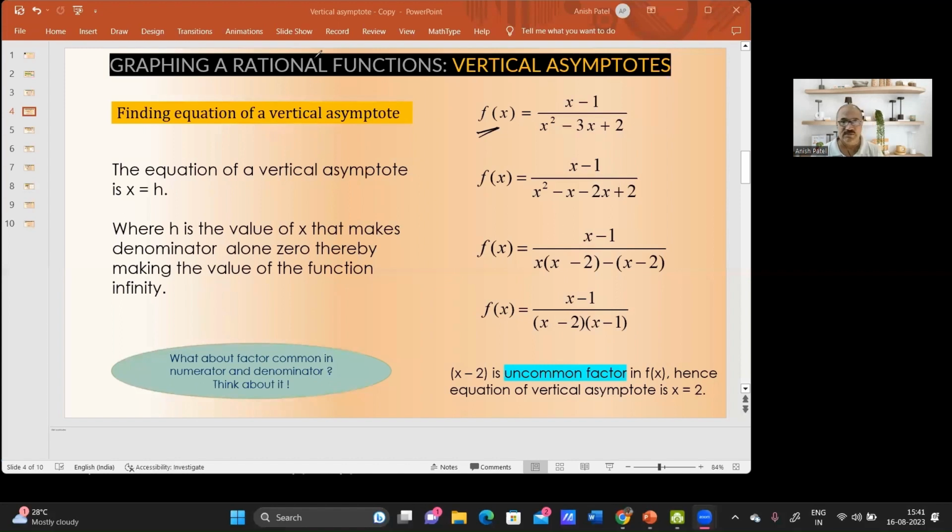So before moving on, what will be your first step in finding the vertical asymptote? You need to factorize all the polynomials in numerator and denominator and identify the factor which makes the denominator alone 0, right?